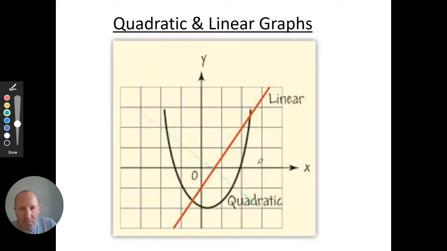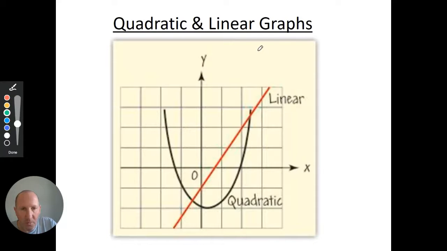And their general formula was y equals mx plus c. M was the gradient, how steep it is. So when it goes across 1, how much did it go up? And then c was the intercept, where it goes through the y-axis. And this intercept is 0, minus 1.